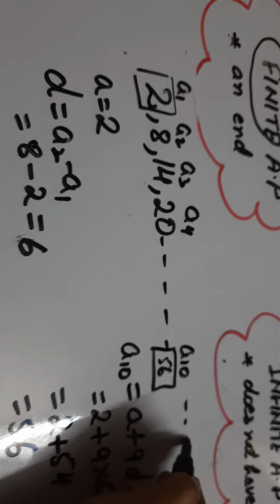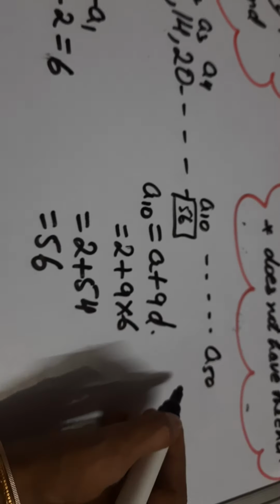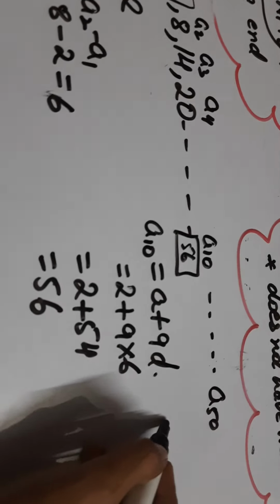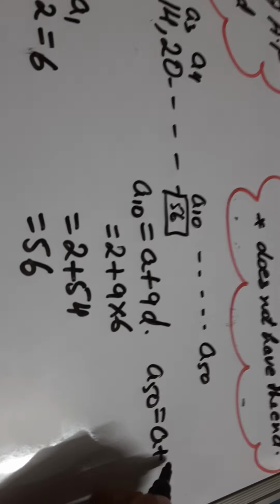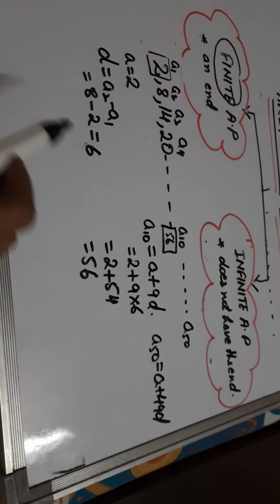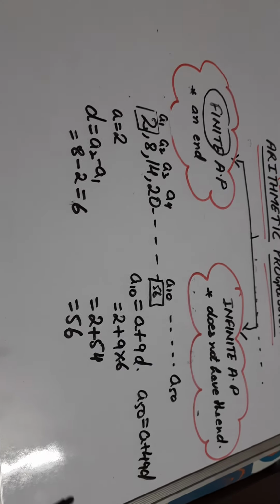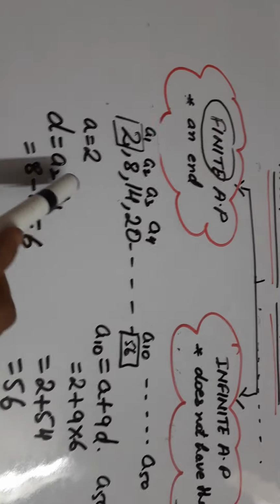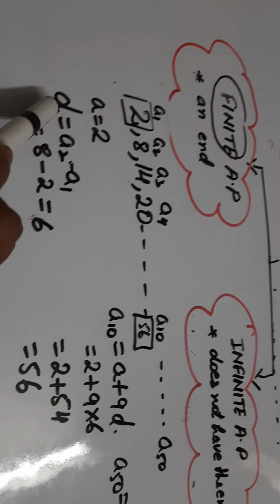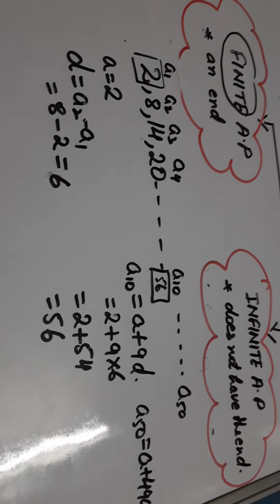For example, further, if I want to find the 50th term, what will be the formula? You can write a50 is equal to a plus 50 minus 1, that is 49d. Just put the values of a and d in this, and you will get the value of a50. So I hope the concept is clear to you. a denotes the first term of the AP, d is the common difference.